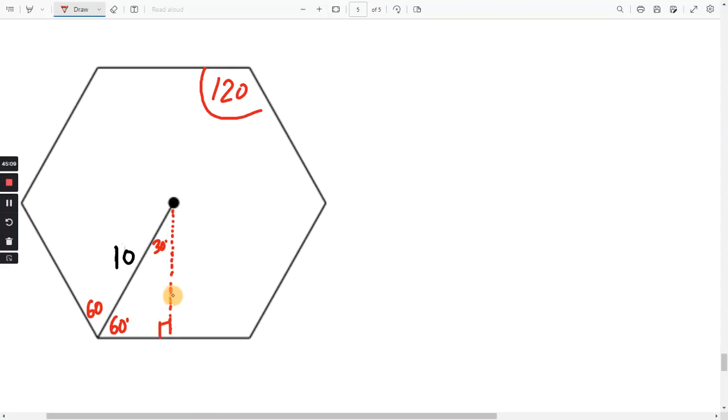The formula was given in a previous problem, but across from 30 is going to be your short side, and across from 60 is going to be your long side, and across from the right angle is always your hypotenuse. Alright, so I'm going to go for the short side first because we need that anyway. We have the hypotenuse, so we have to use the formula with hypotenuse first.